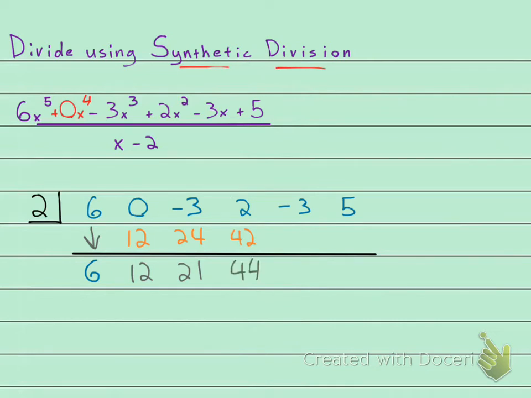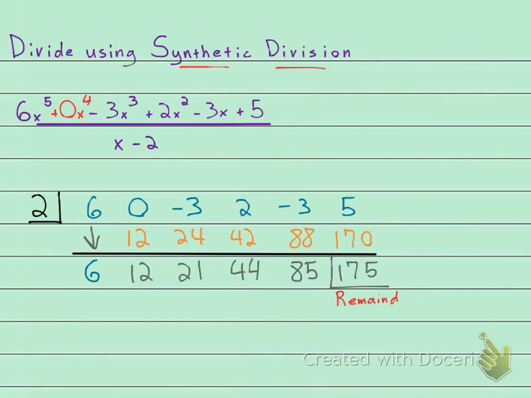And then we'll multiply. 2 times 44 is 88. And then we'll add negative 3 plus 88 is 85. And then we'll multiply. 2 times 85, I think that's 170. Last one, add 5 plus 170 is 175. All right, so sometimes we're hoping to get a 0 here, and it's going to divide evenly, but that's okay. It didn't. This is our remainder.